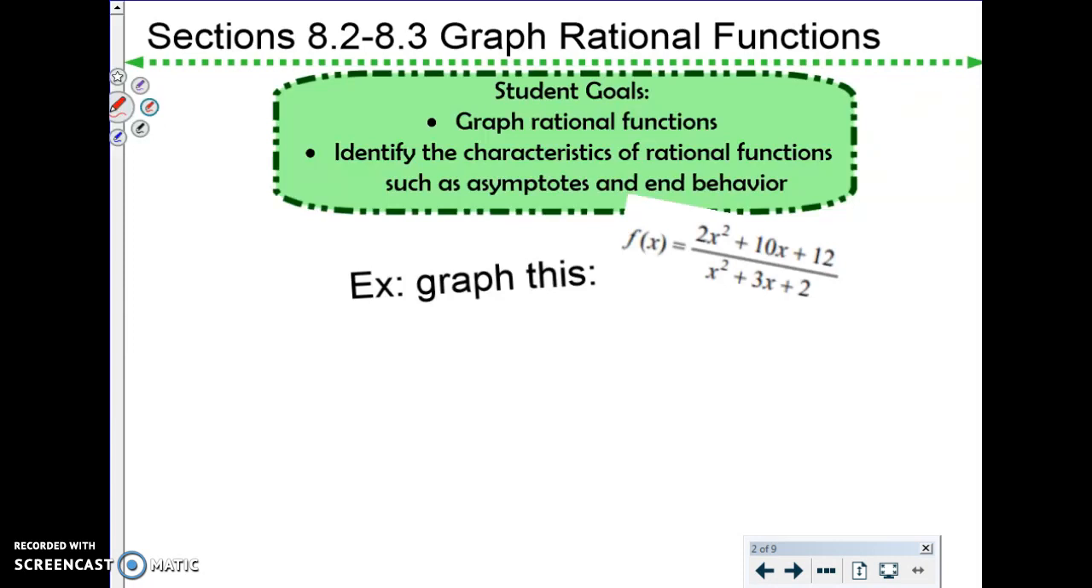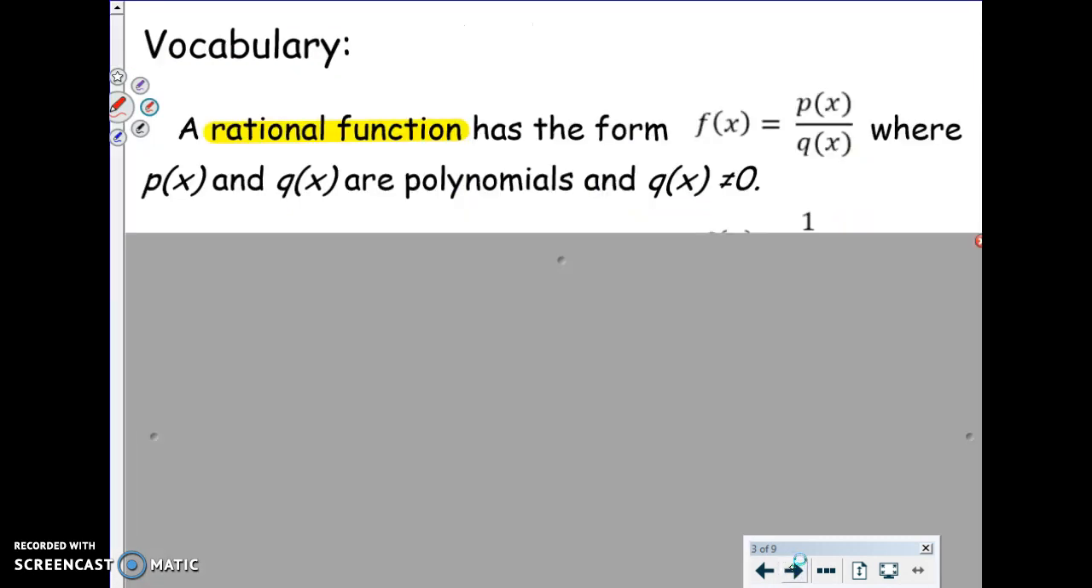So I thought this would be a good place to have a video because you've seen 1 over x and you've seen 1 over x squared, and those are going to be our parent functions for the rational equations that we're going to be working with. Some of the basic goals I want you to get out of today's video lesson is to be able to sketch graphs of rational functions, and we're going to accomplish that by identifying some characteristics like asymptotes and end behavior, and then we can get right to the hard stuff when you come into class next time.